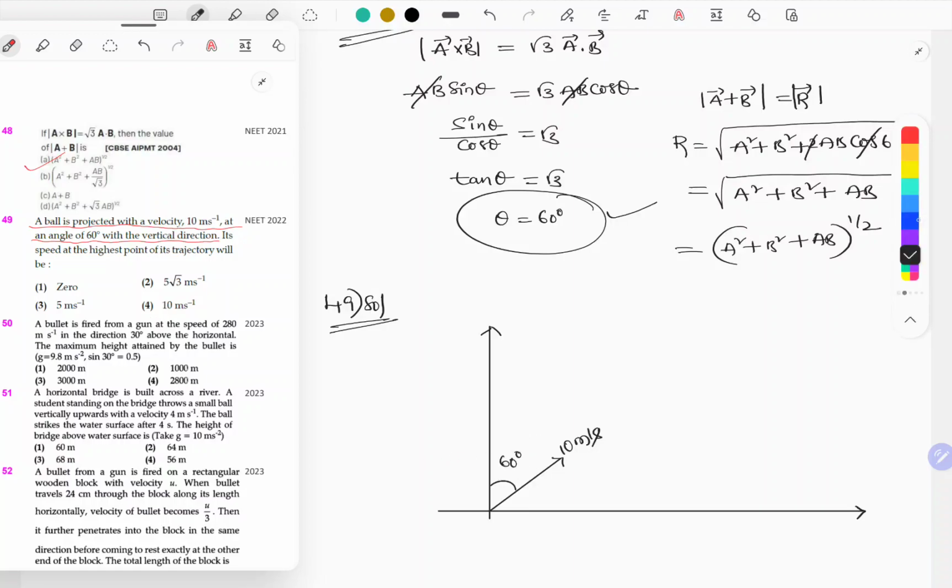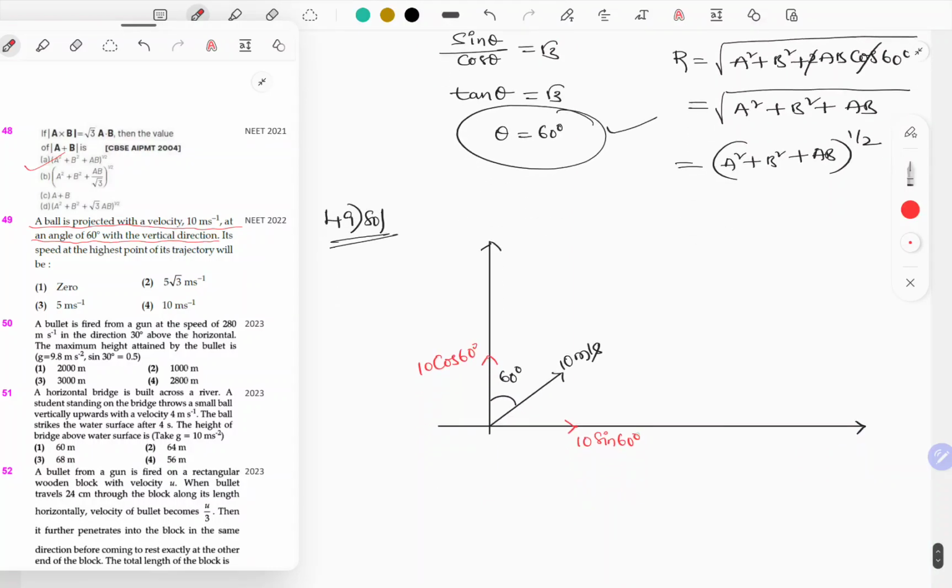Okay, now divide into two components, the horizontal component of velocity and the vertical component of velocity. The horizontal component of velocity is 10 sine 60. The vertical component of velocity is 10 cos 60. Wherever theta is adjacent, that component is the cos theta component. So here 10 sine 60 is nothing but 10 into root 3 by 2, which is equal to 5 root 3.